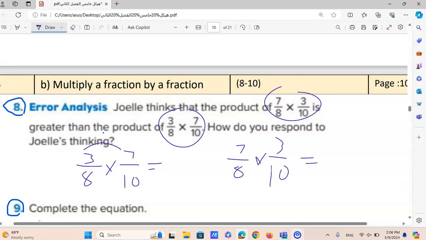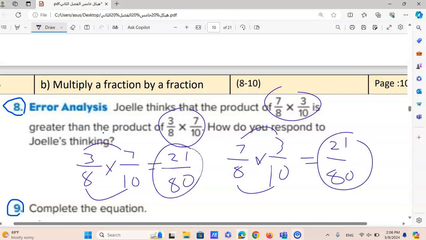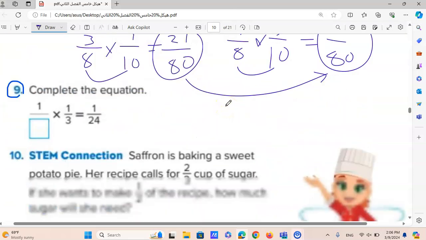When you multiply numerators and denominators, it will be 21 over 80. And here do the same. It will be 21 over 80. What do you notice? We notice that both products are the same. So Joel's thinking is not correct, because both are equal and have the same product.